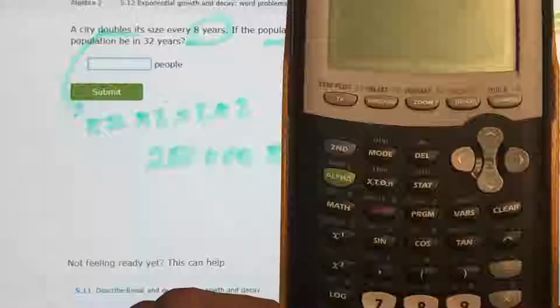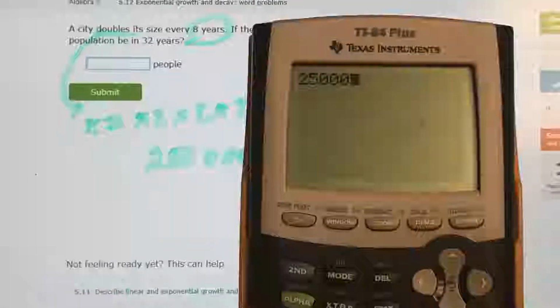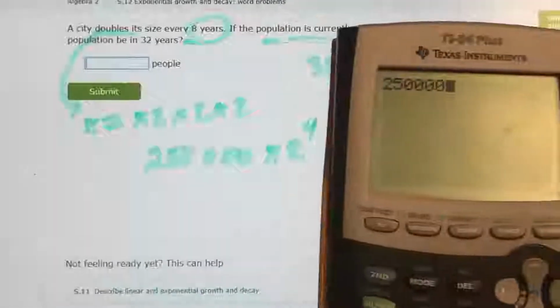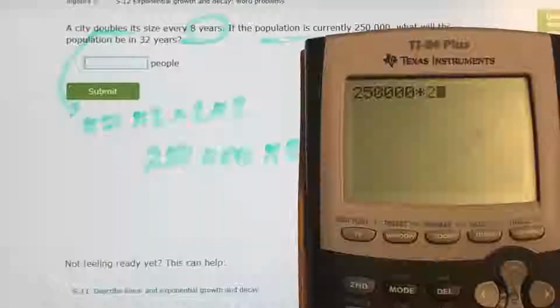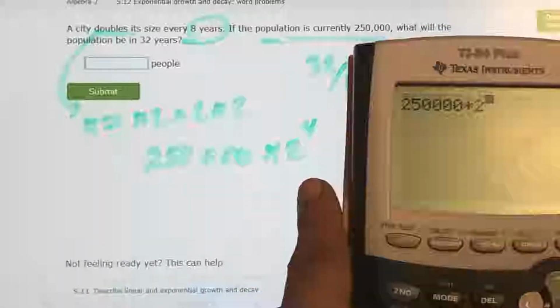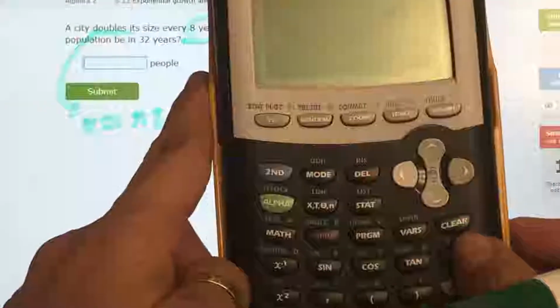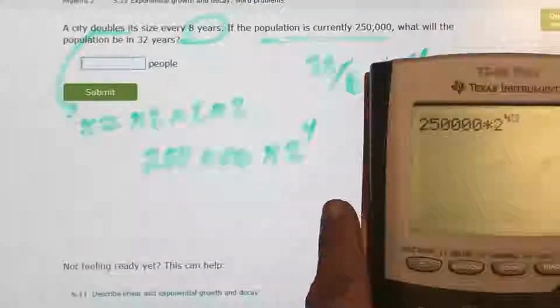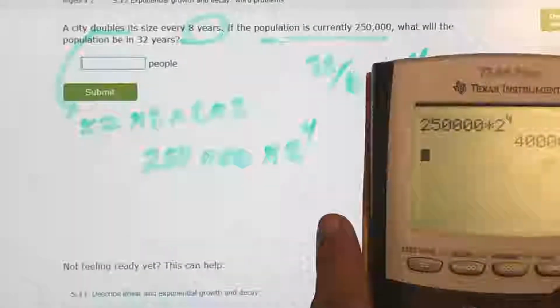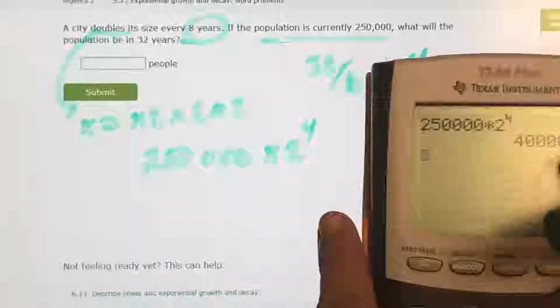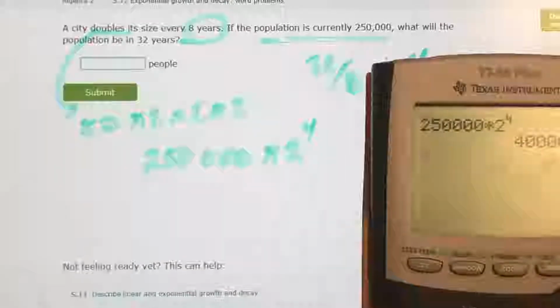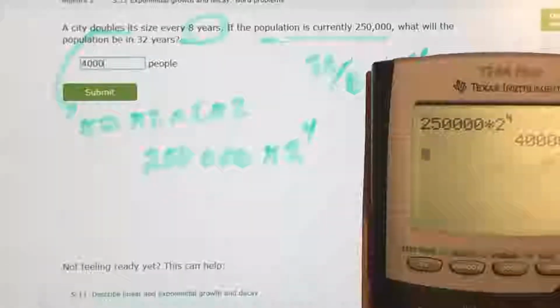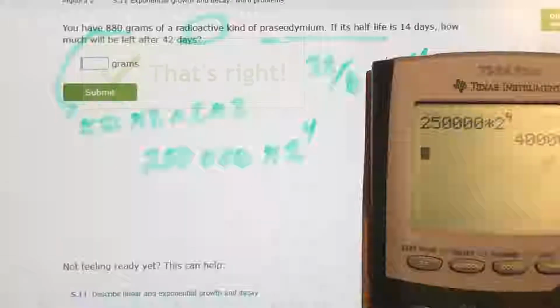And then after that, you just simply put that into the calculator. So you're doing 250,000 times 2 raised to the power, and that's this arrow right here, raised to the power of 4, which is 4 million. Perfect.